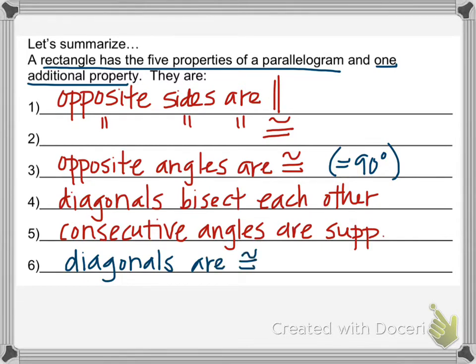And so not only do diagonals bisect each other, but they actually cut the diagonals into 4 congruent shorter segments. All right, bring your questions to class.